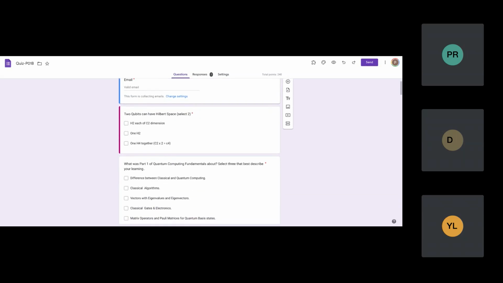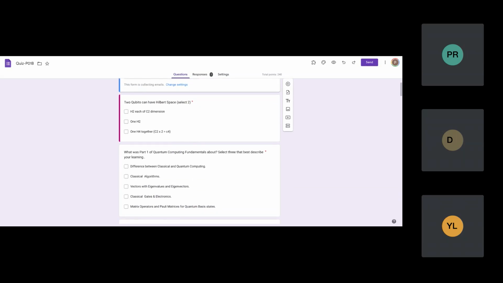So let's start with: 2 qubits can have Hilbert space. Select two. Just for argument's sake, what would it be? One, two, three. Select the first one and the third one. Good, that's correct. And suppose if we select the second one, what's wrong with it?